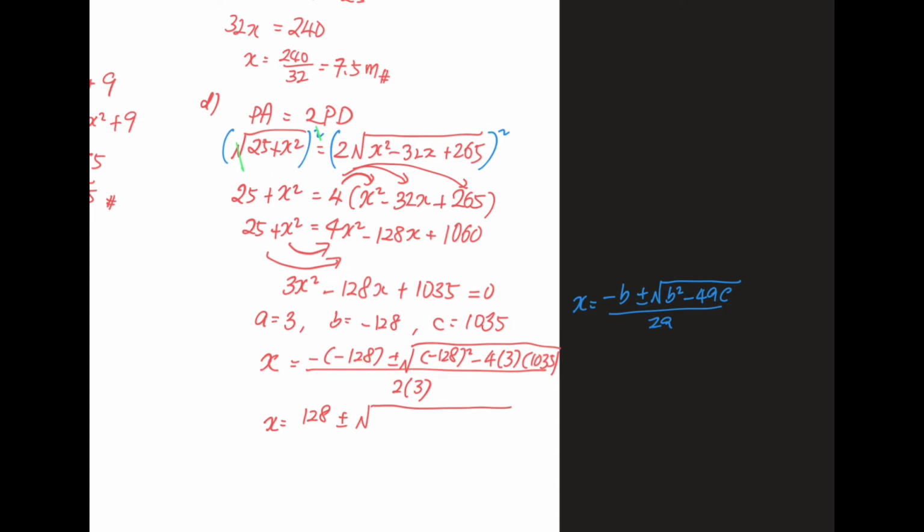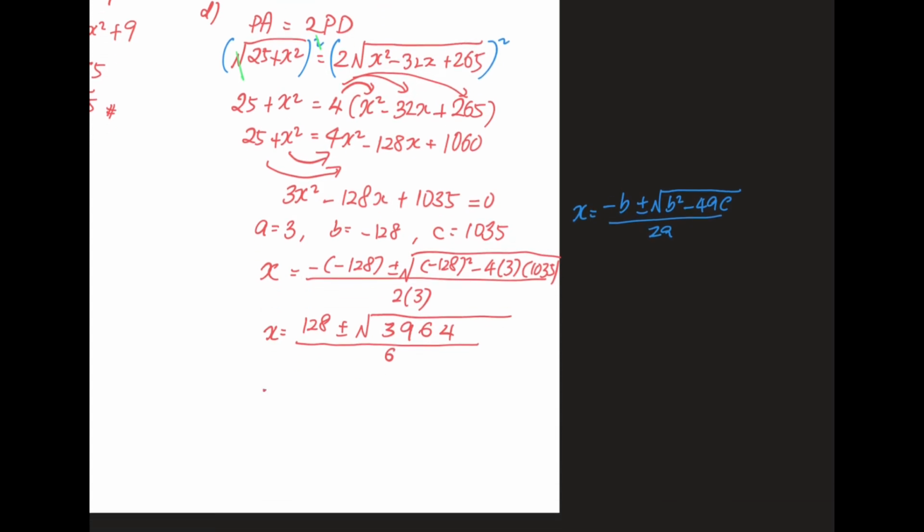So that's why it's like that. You can look at the formula to understand it. Okay, and now let's say I count everything in the square root first, everything here. Of course this is a big value, so I just use a calculator: 128 squared minus 4 times 3 times 1035. Okay, so I get 3,964 over 6. Again, I'm going to separate the plus minus.